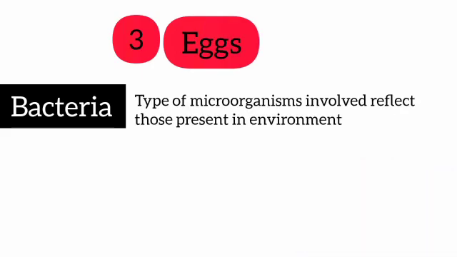Eggs. The interior of a freshly laid egg is free of microorganisms. A thin protein coat called bloom covers the egg shell. Microorganisms, particularly bacteria and molds, may enter the egg through cracks in the shell or penetrate the shell when the bloom deteriorates. So, what type of microorganisms are present in egg? The type of microorganisms involved reflect those present in the environment.